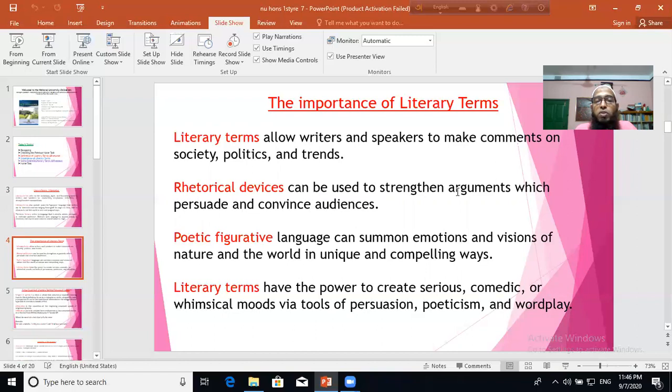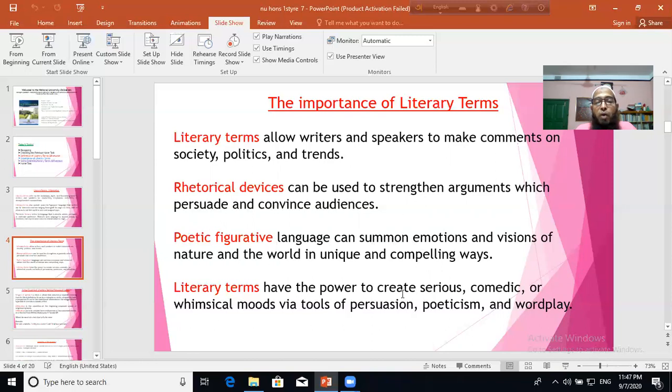Rhetorical devices can be used to strengthen arguments which persuade and convince audiences. Sometimes the writers or the speakers use rhetorical devices to convince or persuade the audience, the reader. Poetic figurative language can summon emotions and visions of nature and the world in unique and compelling ways. Poetic figurative language is very common when we read poetry. You see there are a lot of figures of speech, figurative language. The poets use it to make their writing more musical or rhythmic and very touching towards the reader.